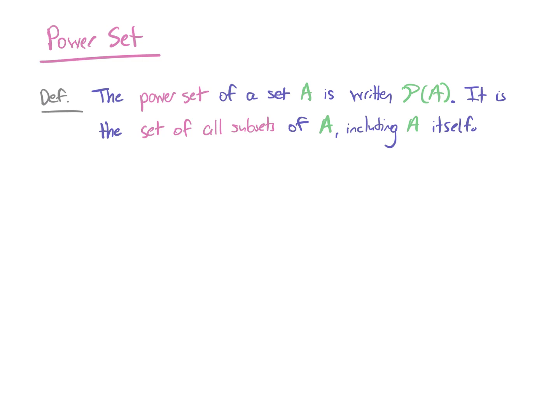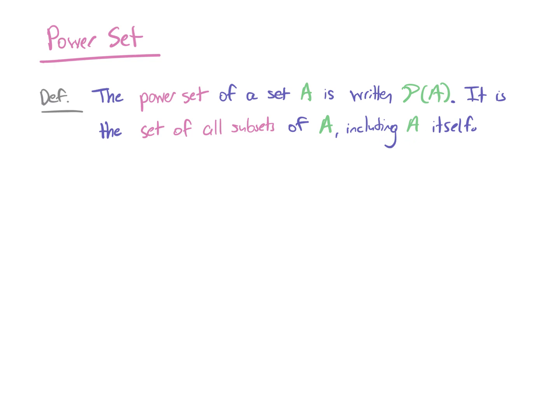There are two more set operations that are especially useful and definitely worth knowing about. The first of these is the power set. The power set is an operation that takes as input a single set that I'll call A. We write the power set with different kinds of notation, but often we write it as fancy P of A. And what fancy P of A, the power set of A, is, it's the set of all subsets of A, including A itself.